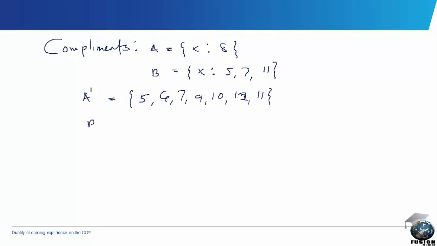And then B complement we can write as elements in the universal set but are not in B. They include 6, 8, 10 and 12.